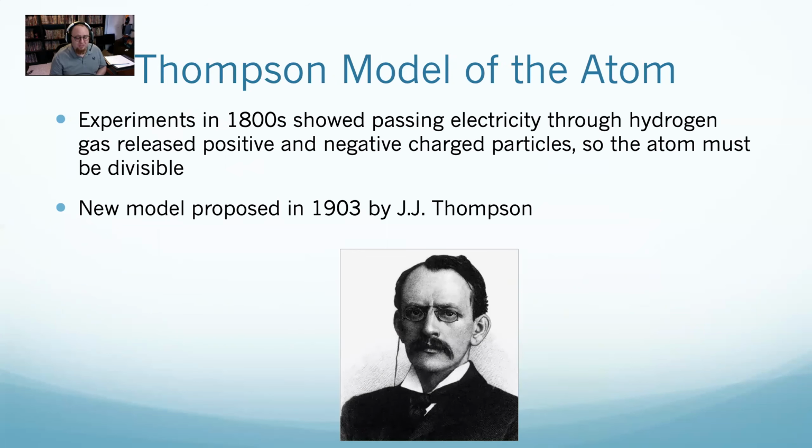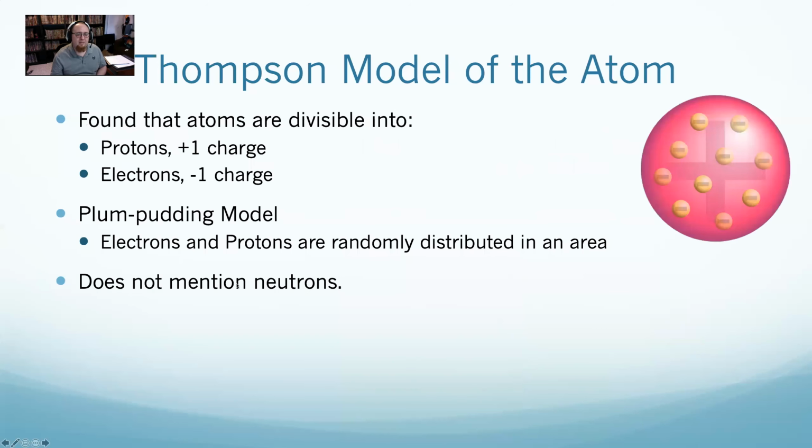And what people started thinking was, if we can shoot electricity through hydrogen, and if we can separate a positive charge piece and a negative charge piece, we must be able to break an atom. It must be divisible. And a new model of the atom was proposed in 1903 by a man named J.J. Thomson. And he said that all atoms are made up of protons and electrons.